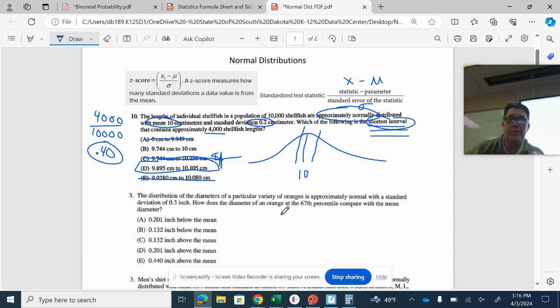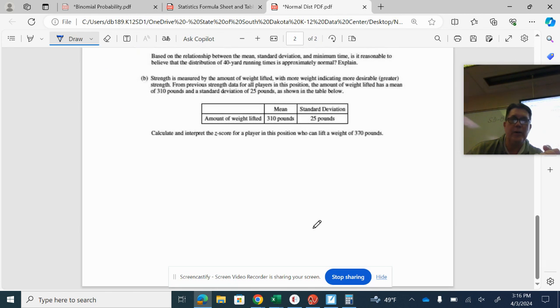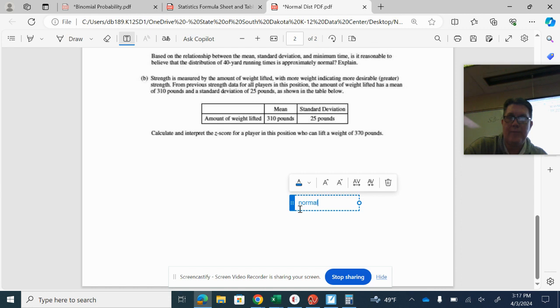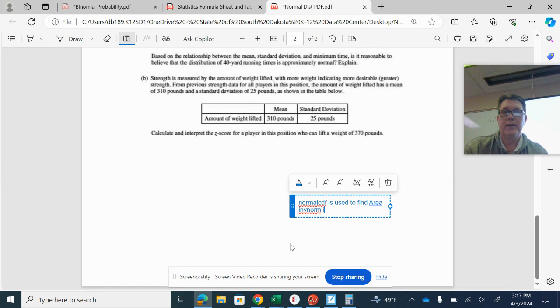Okay, now this one, normal CDF, a couple of key points that I'm going to type on here that you should write down. Normal CDF is used to find area. That's what we did. And you have a lower boundary and an upper boundary. Inverse norm is used to find values or z-scores, and you start with an area. So a couple things to keep in mind, okay?